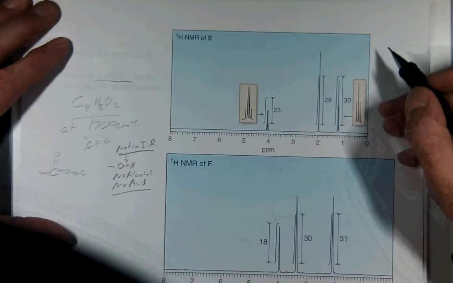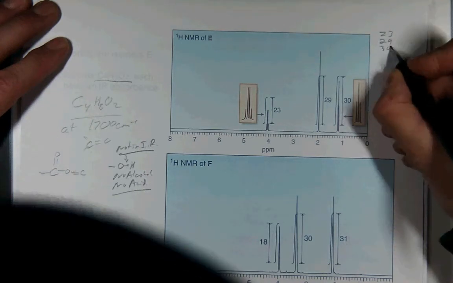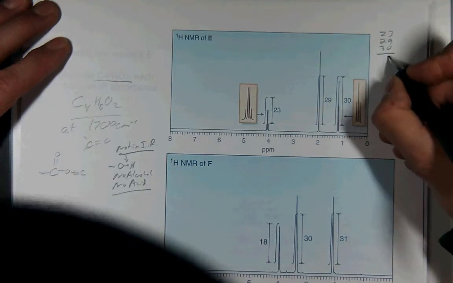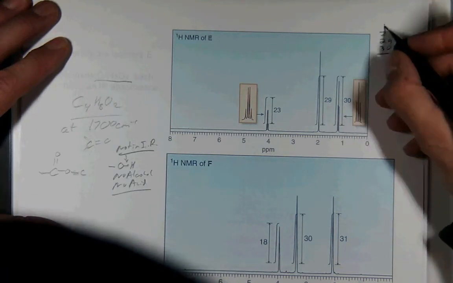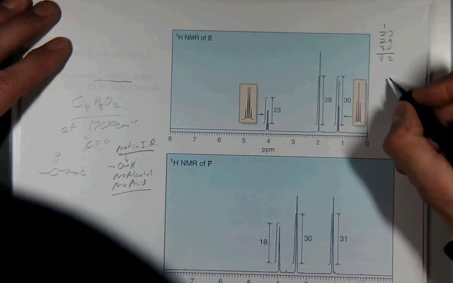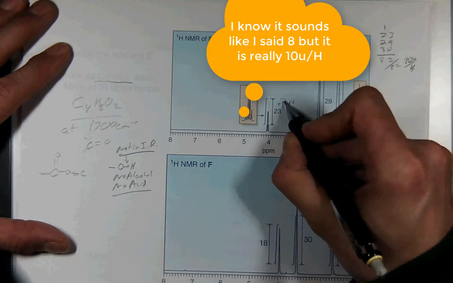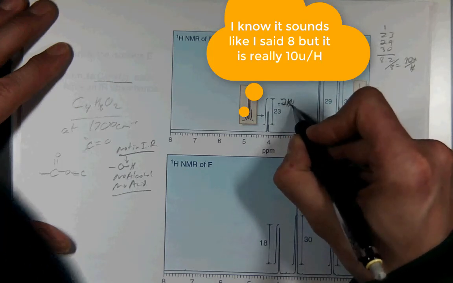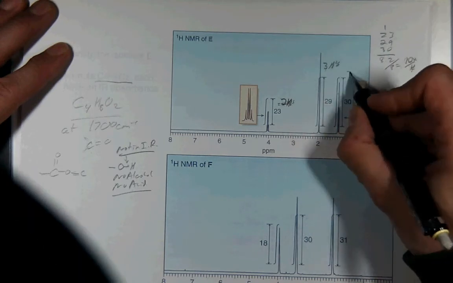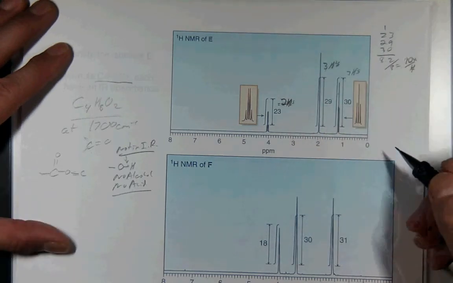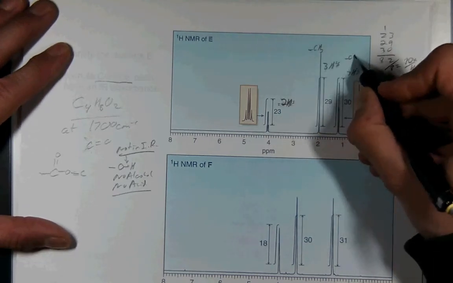Okay, so 4 carbons. Well, let's just add these up. We have 23 plus 29 plus 30, that's 82. So 8 units per hydrogen. So this is going to be equal to 2 hydrogens, 3 hydrogens, and 3 hydrogens. Okay. So 3 hydrogens suggests this.